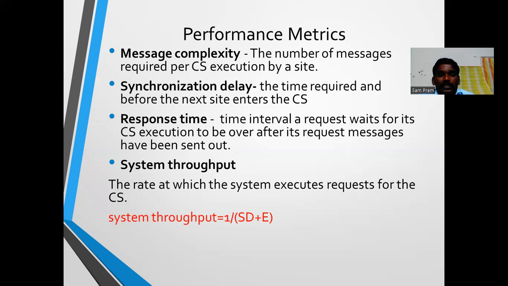Synchronization delay is the time between a site leaving the critical section and the next site entering it. Response time is the time interval a request waits for its critical section execution to be over after its request message has been sent out. The system throughput is the rate at which the system executes requests for the critical section. That means system throughput is 1 divided by the synchronization delay plus the average execution time of the critical section.